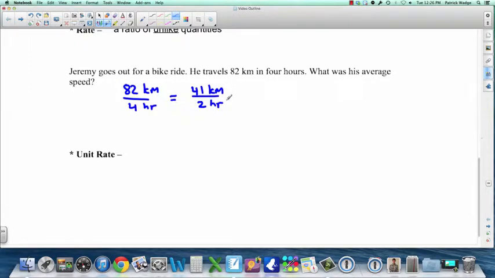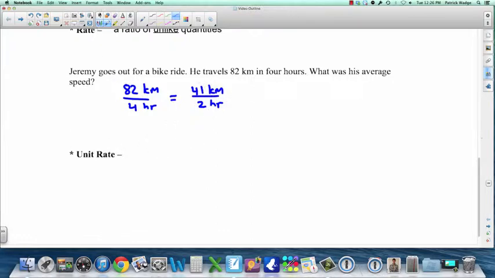Now, I know you're saying to me, that's ridiculous. No one ever says that they went on their bike and they said, oh my gosh, I was riding my bike so fast. And someone said, how fast were you going? I went 41 kilometers per 2 hours. No, we don't talk like that. How do we talk? We would say something about how many kilometers you went per hour.